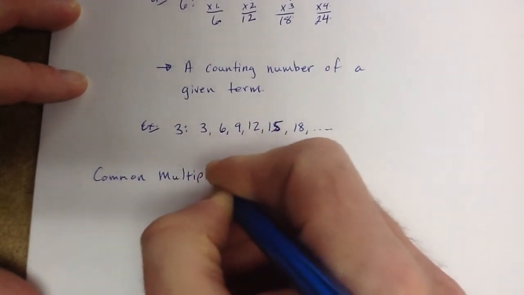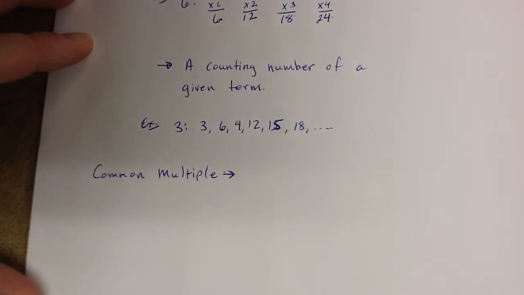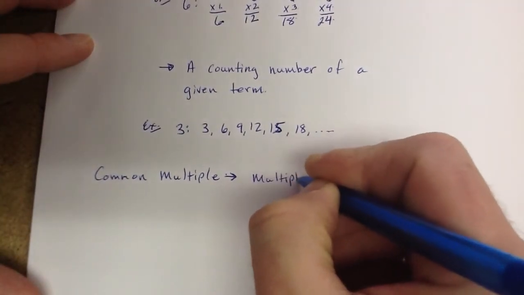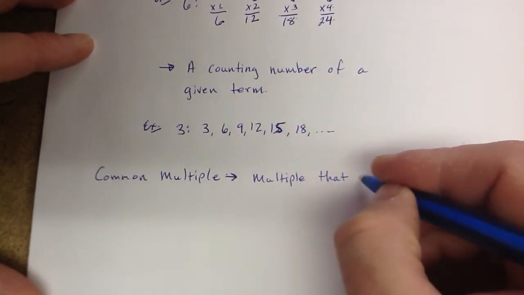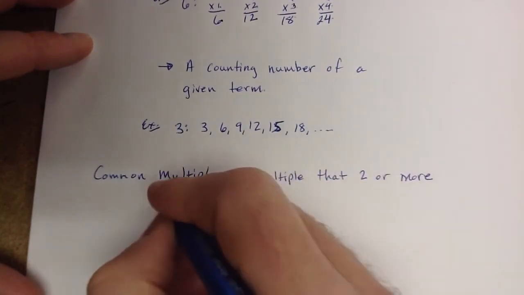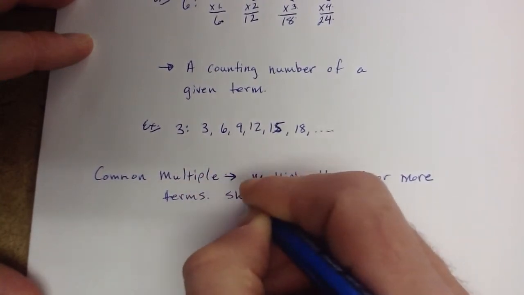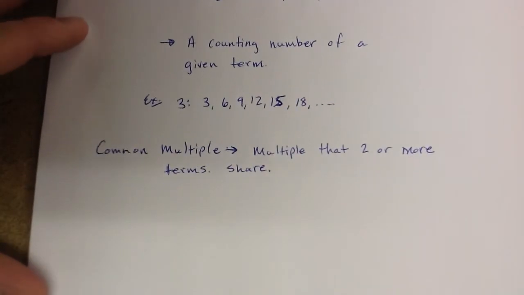Now, a common multiple is similar to a common factor. It would just be a multiple that two or more terms share. Let's look at an example here of what some common multiples might be.